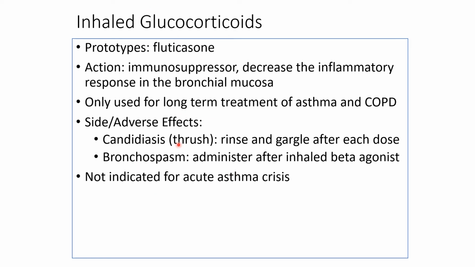Remember that the glucocorticoids have no indication for the acute asthma attack. Only albuterol, maybe ipratropium, and oxygen are the medications for an acute asthma attack.